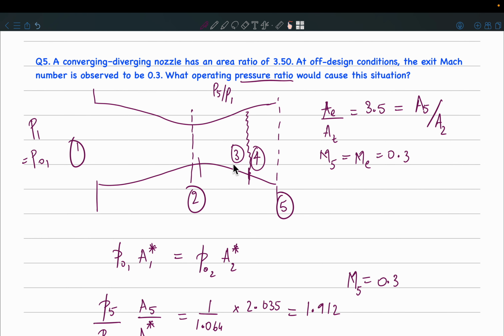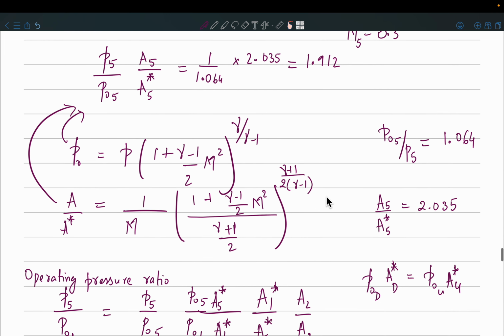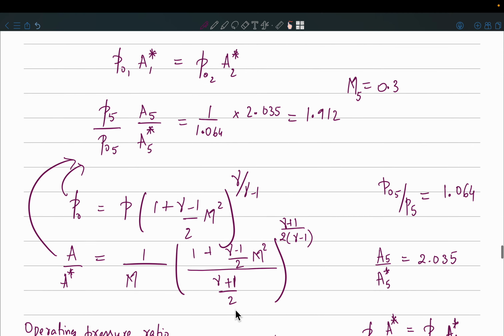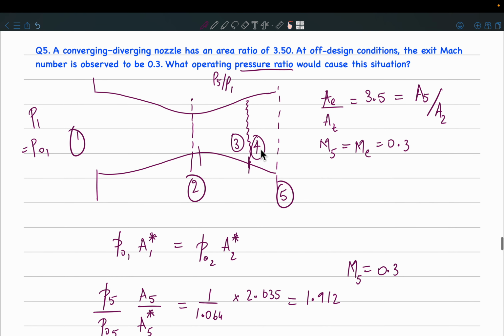Why I'm doing this I'll explain, but if you come back here to this diagram, from 1 to 3 the flow is isentropic. Only across 3 to 4 I can apply this equation, that is P04 A4 star is equal to P03 A3 star. But what I have done, I have used stations 5 and 1. So how do you justify that? So 4 to 5 it is going to remain the same, right? The flow is isentropic, so there is no loss, so the stagnation pressure is not going to change. A star is not going to change.